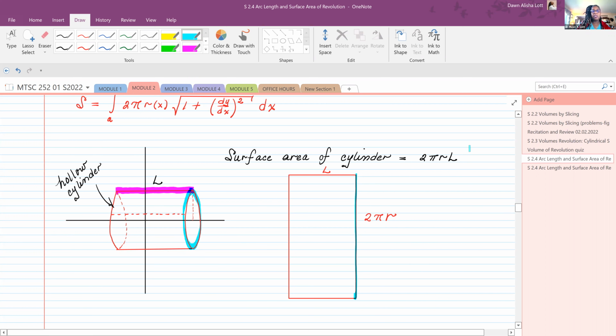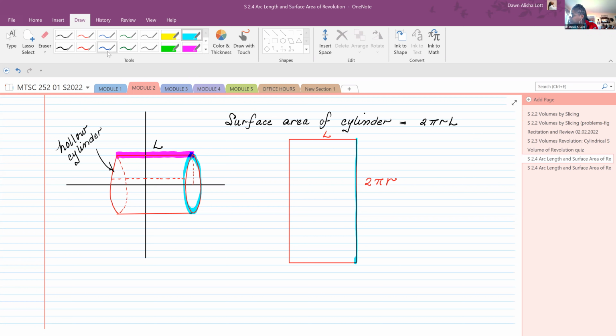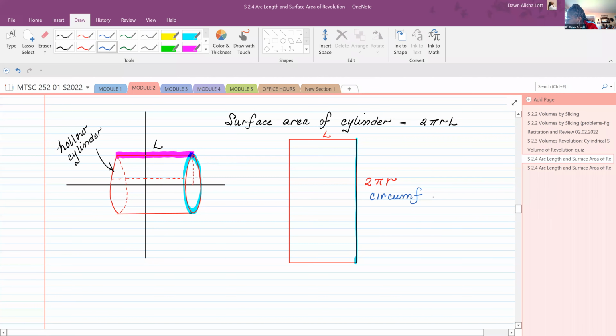So that is the part. In order to find that height, it is 2 pi times the radius. Why? It's the circumference of the cylinder. So this is the circumference of that cylinder. So then I can talk about the surface area, which is just this area. So that surface area is 2 pi r times the length. Okay, so that part is easy.